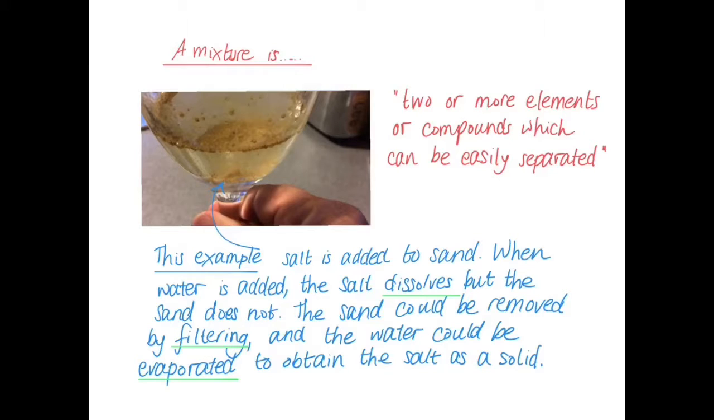One of the mixtures that surrounds you all the time is the air. So air is a mixture of nitrogen gas, oxygen gas, a bit of argon, a bit of carbon dioxide, and a bit of water vapour. And you can separate those things into pure nitrogen, pure oxygen, pure argon, pure carbon dioxide, and pure water.